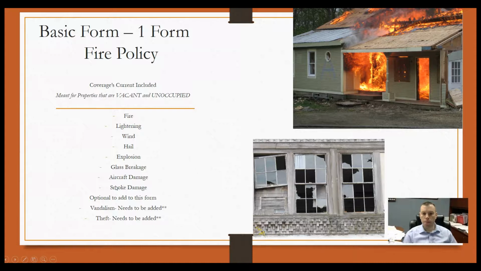A basic form, a 1 form, also sometimes known as a fire policy, because in theory we look at it as that's the only thing it's covered for. But let me go through real quick. Fire, lightning, wind, hail, explosion, glass breakage, aircraft damage, and smoke damage are all included on this one form.